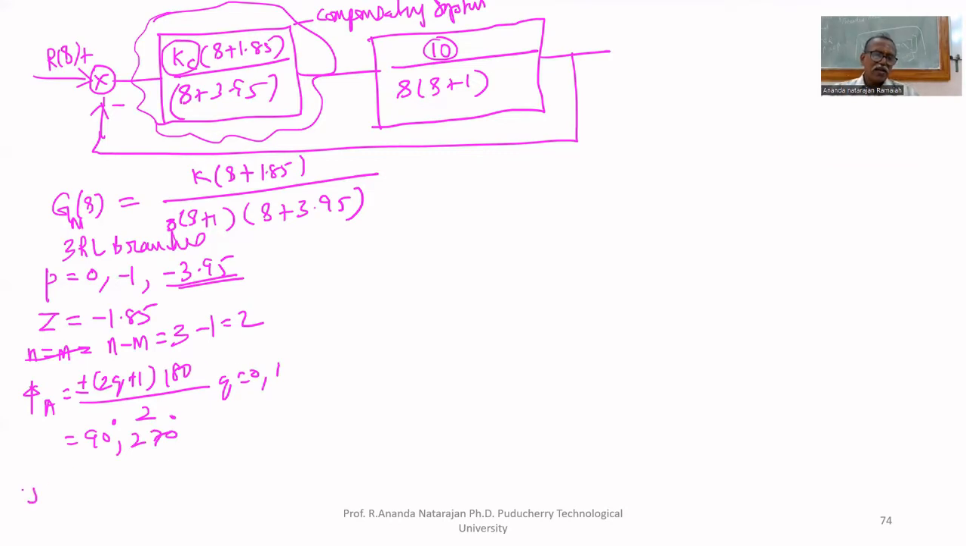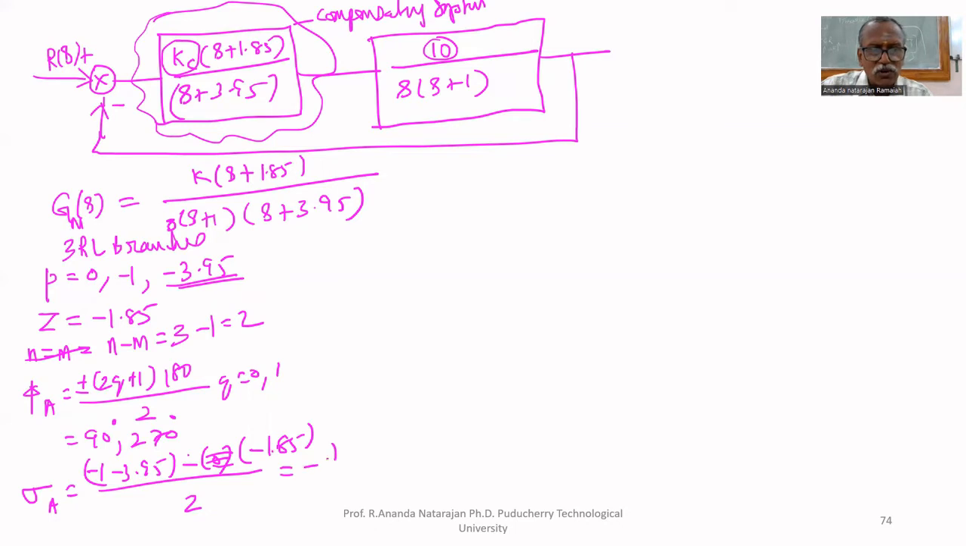What is sigma A? Sigma A equals the sum of real parts of poles minus the sum of real parts of zeros, that is minus 1 minus 3.95 minus 0, minus the zero at minus 1.85, whole divided by 2. That is minus 3 by 2, that is minus 1.5.